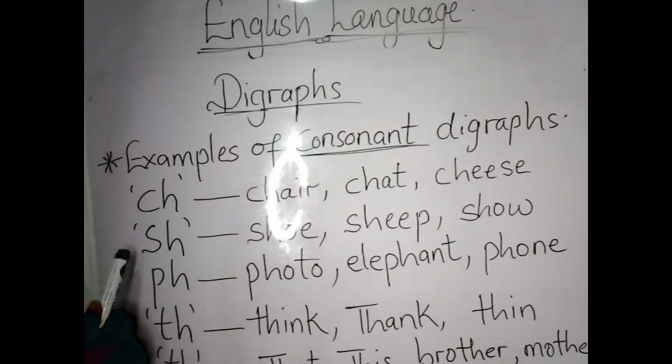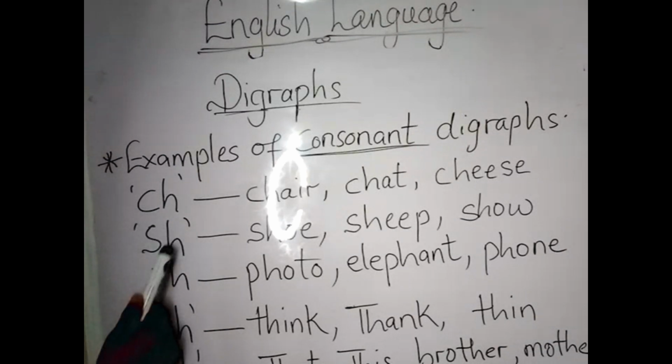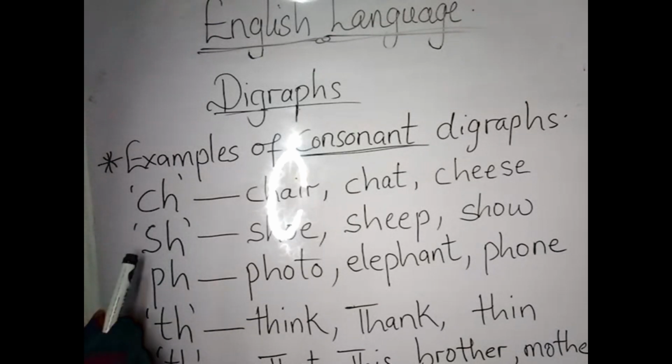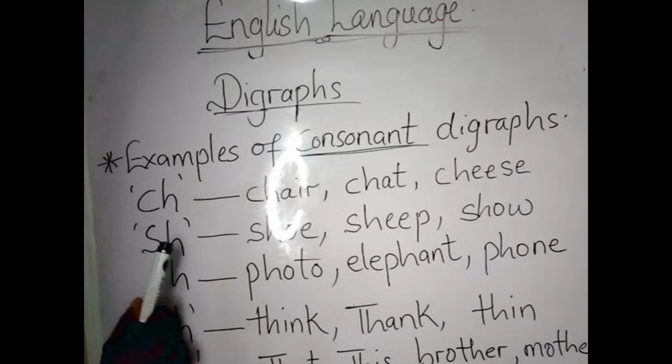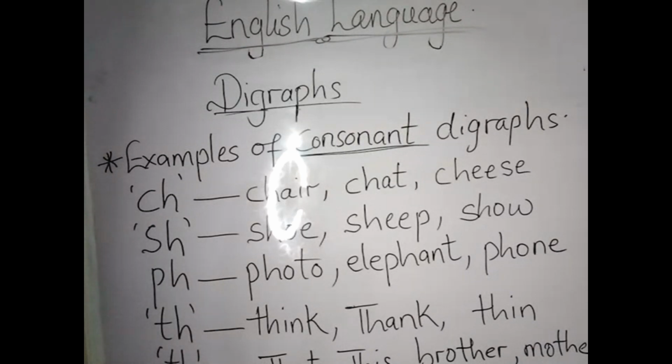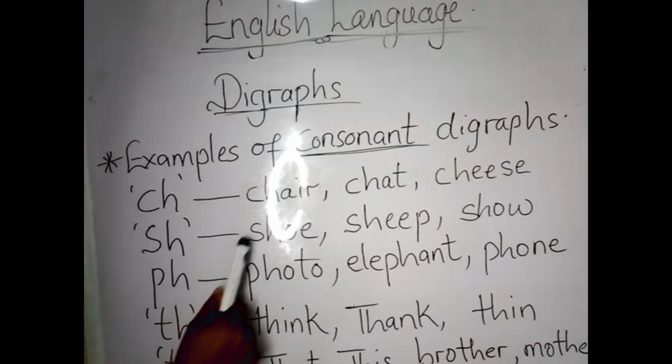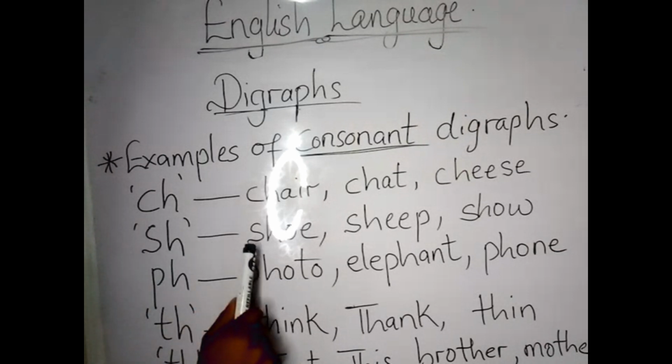Okay? Then the next one here is a combination of the letters S and H. S has the sound S. H has the sound like you're breathing as usual. When you combine these two, you will not hear the S nor the H. A totally new sound is formed, which is sh. Combination of S and H gives you the sound sh. You know that sound like when you're shushing someone?